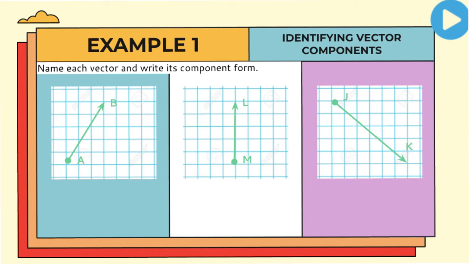Example 1, identifying vector components. For each one of these pieces of example 1, we're going to name each vector and write its component form. Let's focus on the first part here. Notice how this vector has its initial point here at A and its terminal point at B. So this is called vector AB.